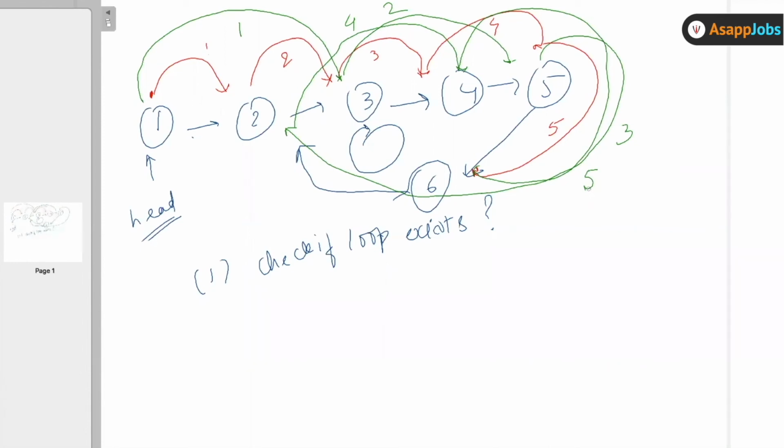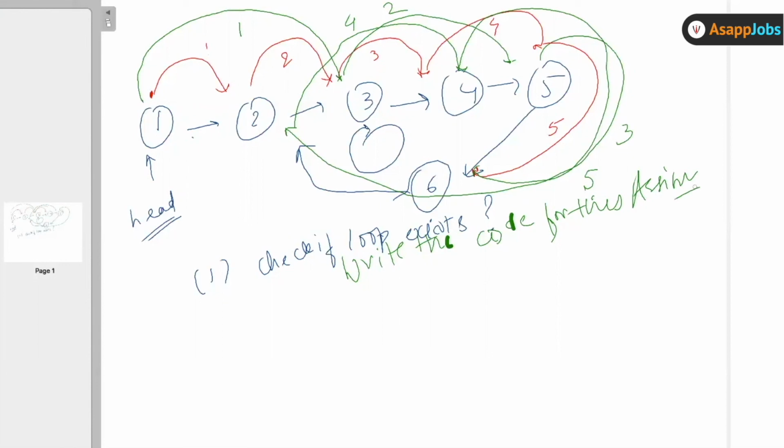So what we can do is start from the head and run 2 pointers, one which moves 2 steps at a time, another which moves 1 step at a time, and if they meet, then I say that the loop exists. Make sense? Write the code for this as an assignment. Okay? Write the code for this.